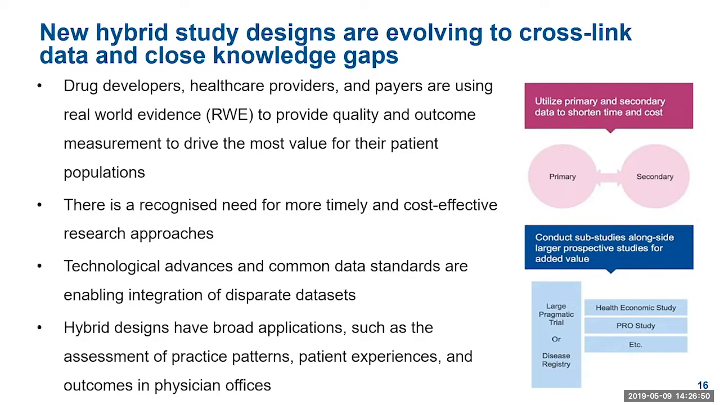We can think of hybrid approaches in terms of design. And as you can see on the right-hand side of the slide, we can combine primary and secondary data collection or complement a trial or a registry, which are prospective in nature, with sub-studies like those that focus on health economic outcomes, health resource utilization, or quality of life, including ePROs, electronic patient-reported outcomes.